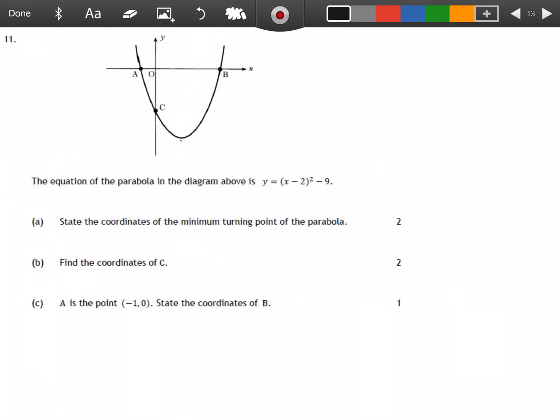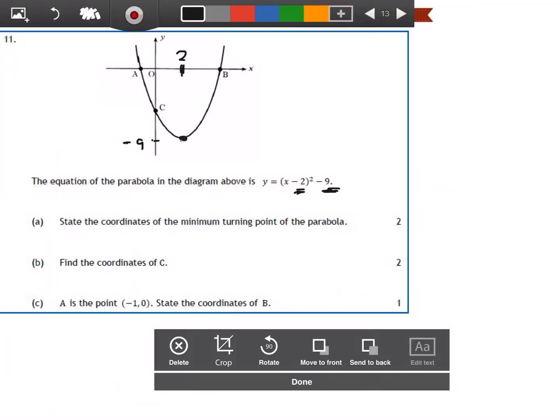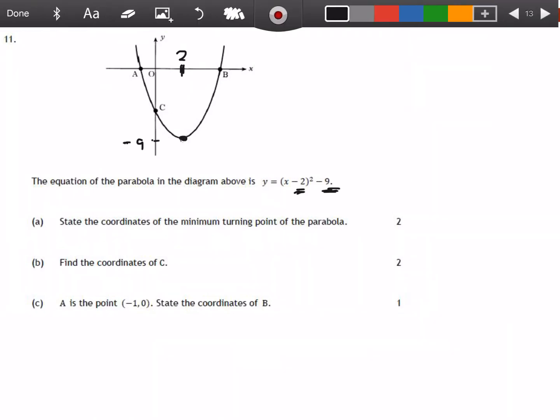Number 11. Here's a parabola. What's the coordinates of the minimum turning point? The minimum turning point comes from these here. See that minus 2? It means that the minimum turning point is 2 along. See that minus 9 at the end of this equation? It means the minimum turning point is down at minus 9. So what's the coordinates of the minimum turning point? It's simply positive 2, minus 9.